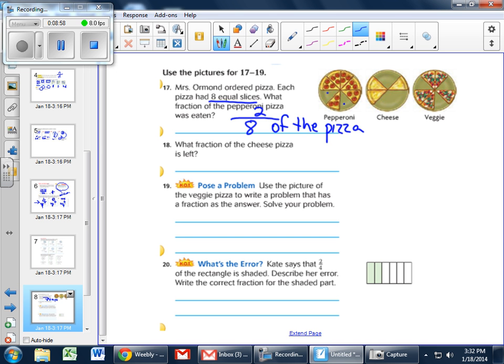Remembering to label. What fraction of the cheese pizza is left? So we've got to look, how was this cut to begin with? How many pieces did we have? That one had 8 also. So it wants to know what fraction was left. So we have 1, 2, 3 pieces left. We have 3/8 of a pizza left.